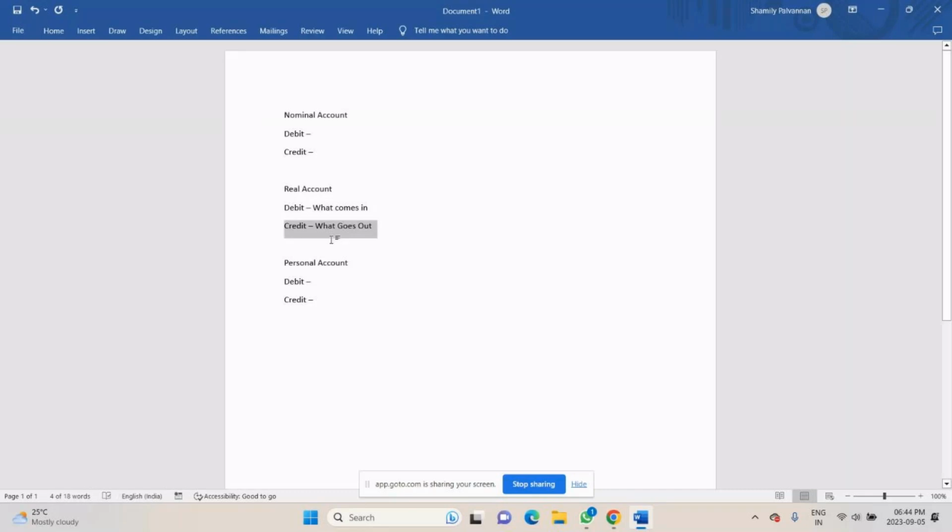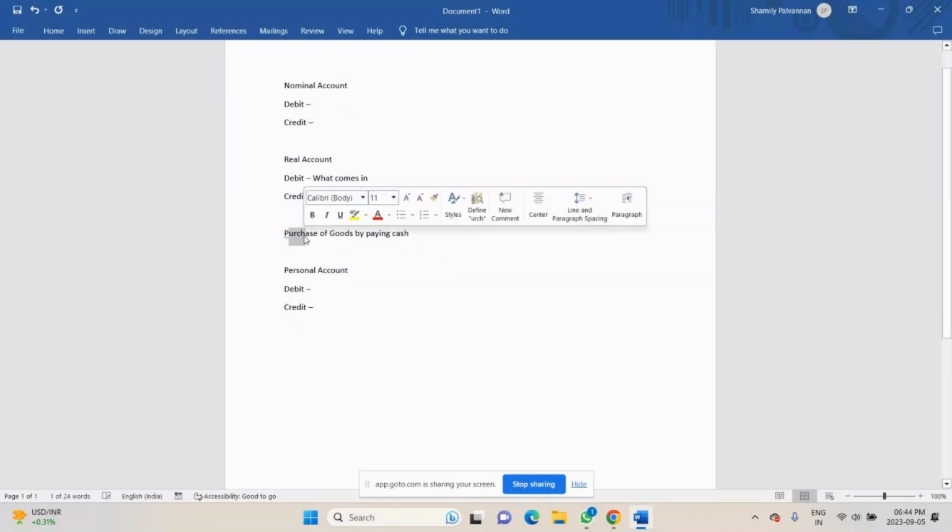Okay, let me give you an example. You are making a purchase of goods. You're purchasing goods by paying cash. Now what will you debit here? We have a purchase, and then cash, then we have goods. Is it visible? Should I zoom this some more? No, ma'am, it's visible.